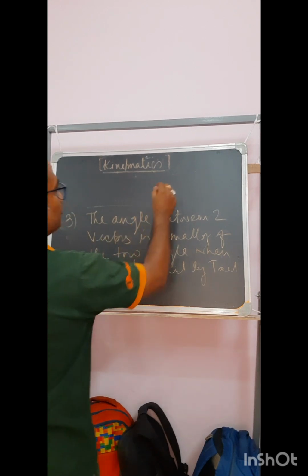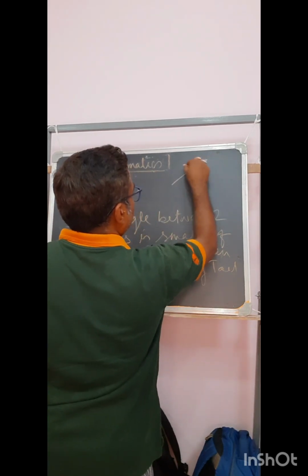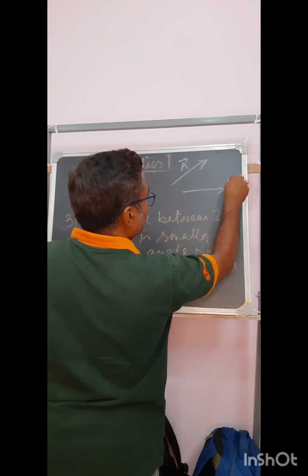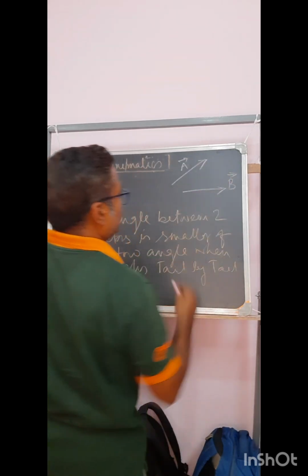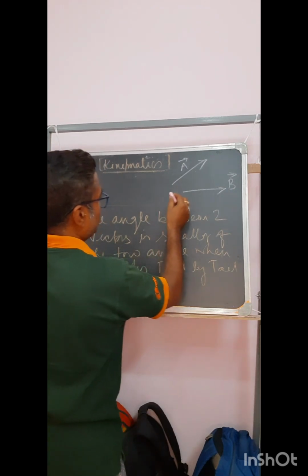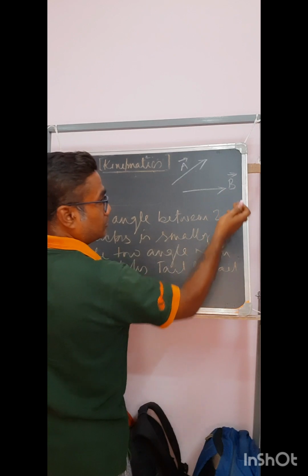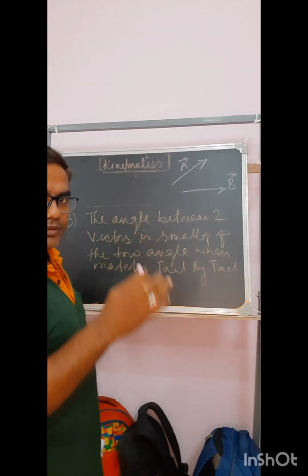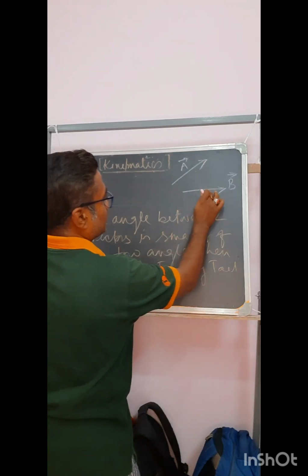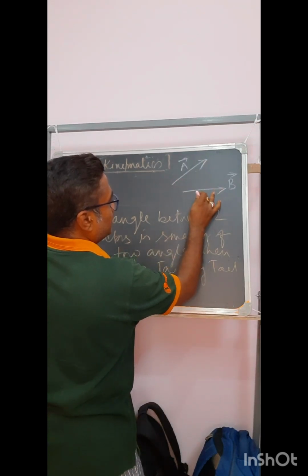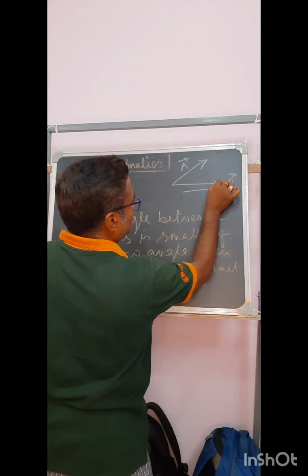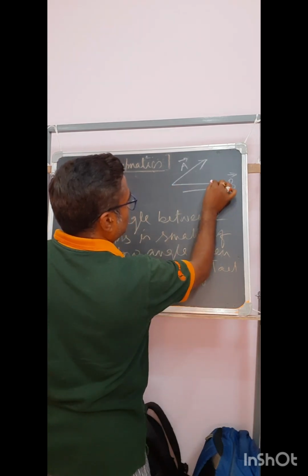There will be two vectors, let's say vector A and vector B. Now I have to find the angle between them. What would be the possibilities? As you know, the parallel shifting of any vector will not change the vector. So I can bring these vectors together by matching the tails.